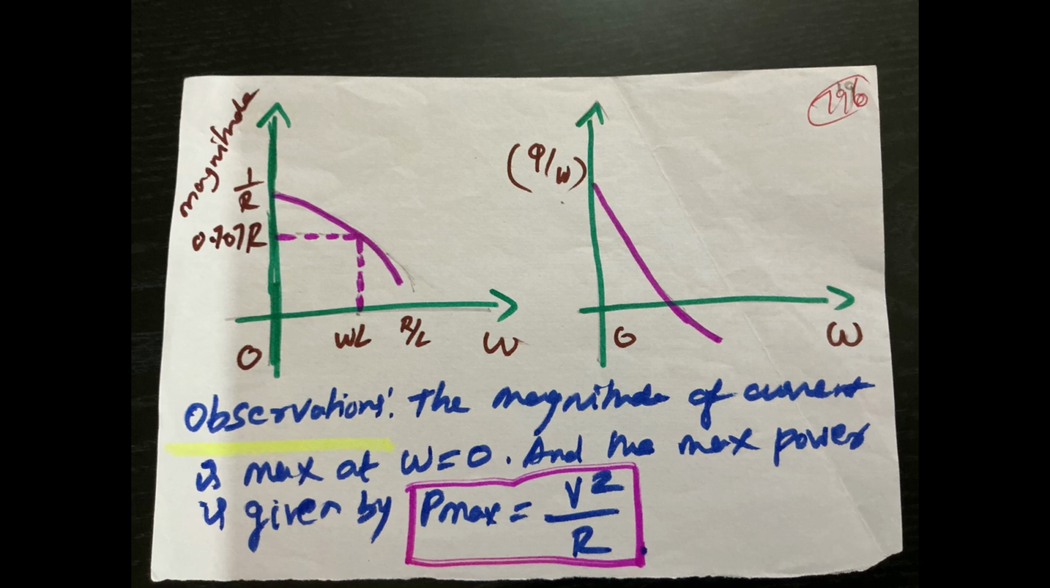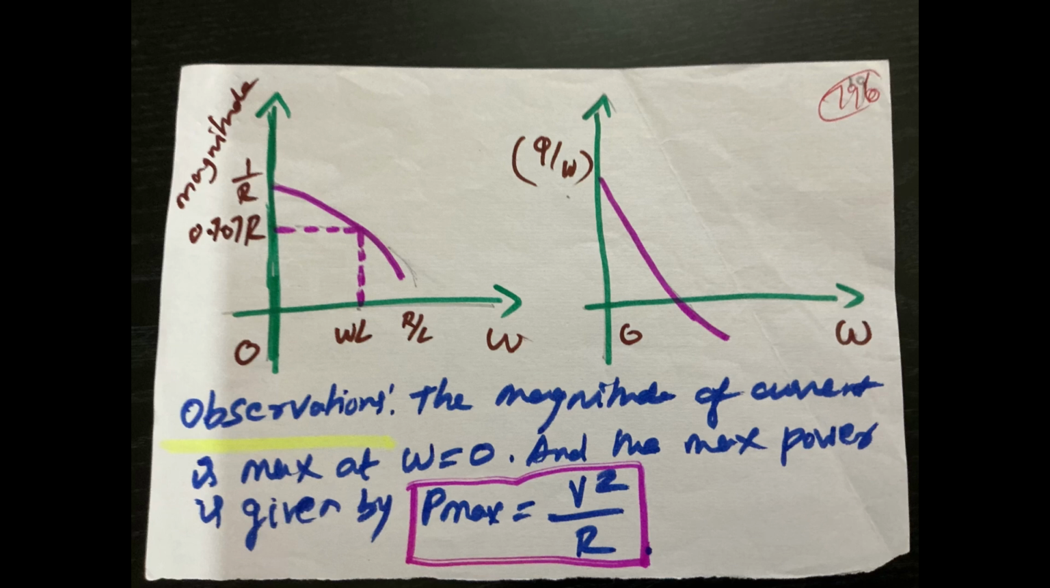Two types of graphs are shown in the figure: omega versus magnitude, that is RMS value or peak value, obtained for 0.707 over R and 1 by R. The omega L line is drawn. The cutoff value is obtained, that is 0.707, which is equal to 1 by root 2. Then the second graph is drawn, omega versus phase angle.